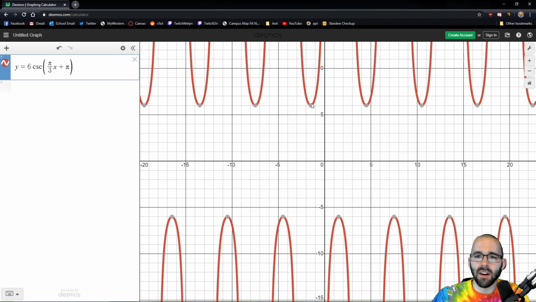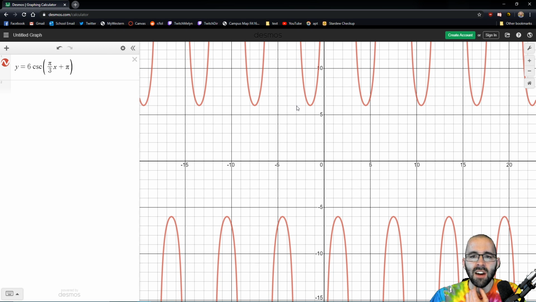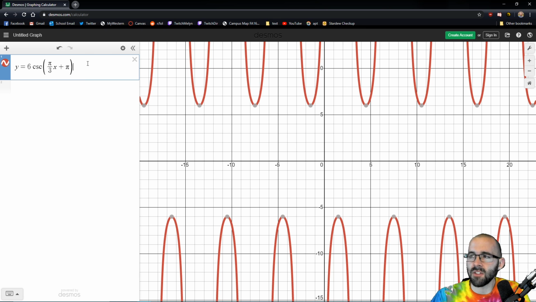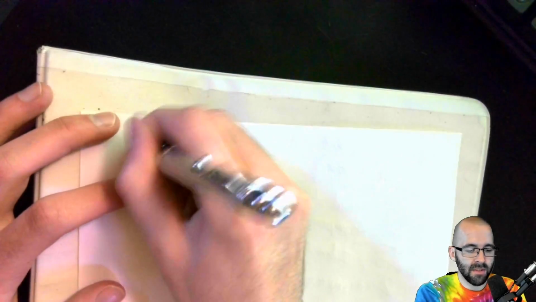All right. And I'm trying to figure out why the phase shift makes sense. 3 to the left. Oh, yeah. Because normally this would be the start of the graph right here with this asymptote. Good. All right, so the phase shift is also correct. So that's a good way to check your answer using graphing, and I recommend doing that on your homework as well.